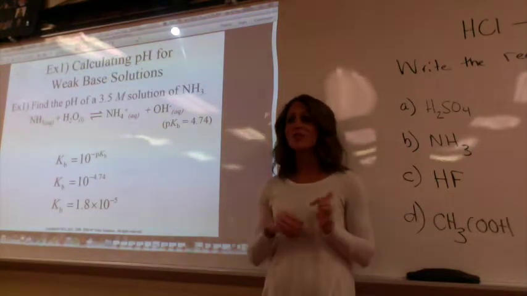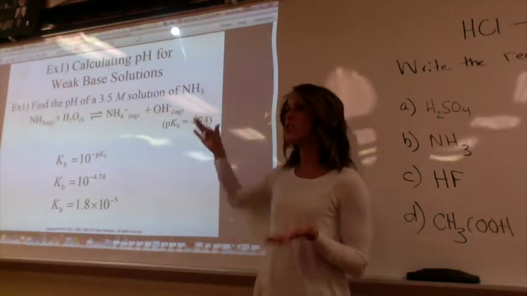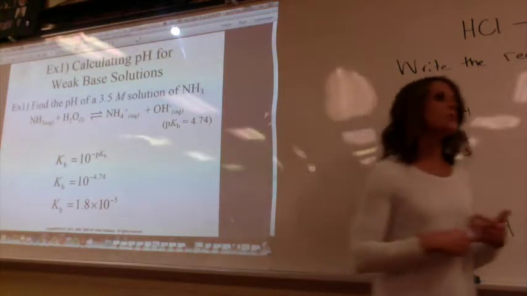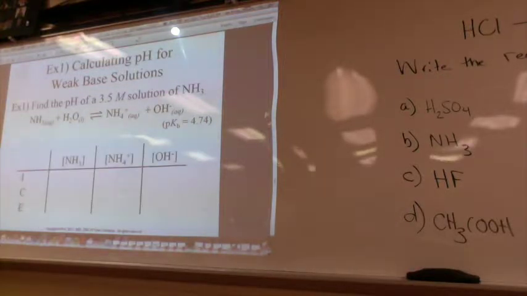Any K equals? Products over reactants. And since you already have the reaction, you write that out. And you're going to write your ice chart. We don't know what our final products are, but we do know it's a weak base, so then the denominator is going to be the 3.5, right? And then we have our x squared values. I mean, you don't have to write an ice chart every single time, but they might help you.